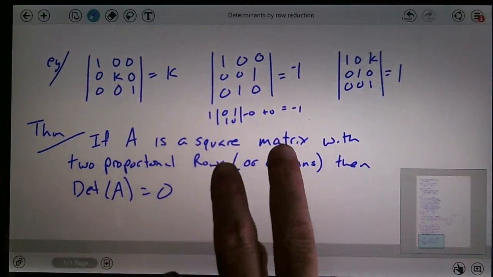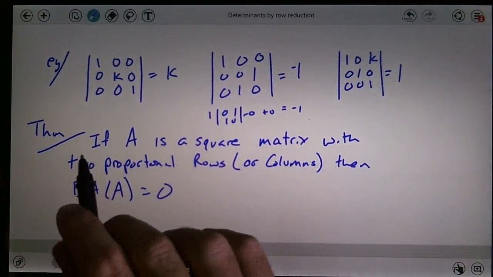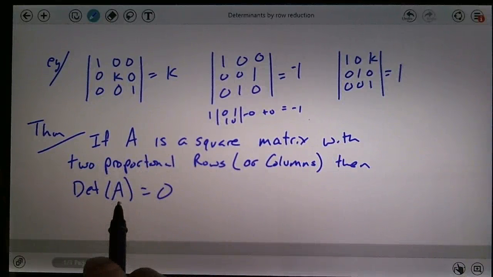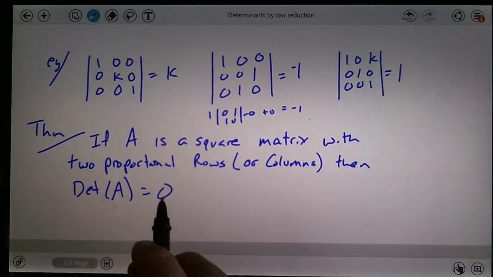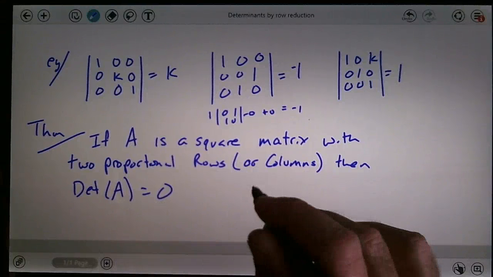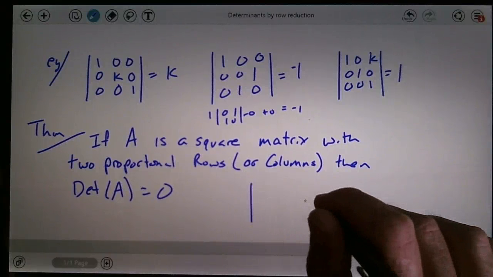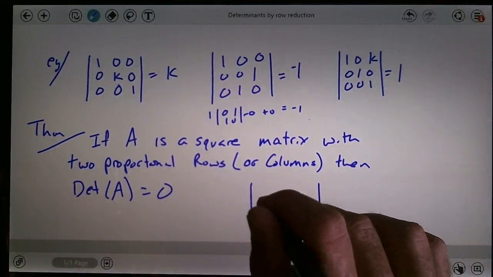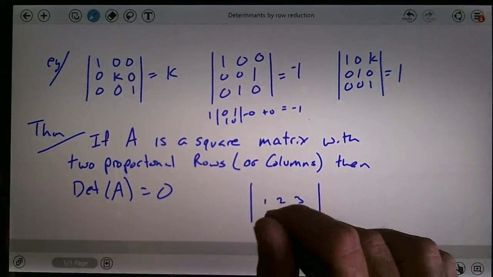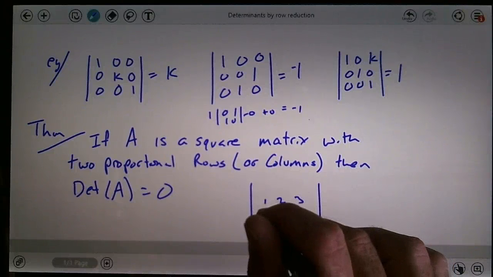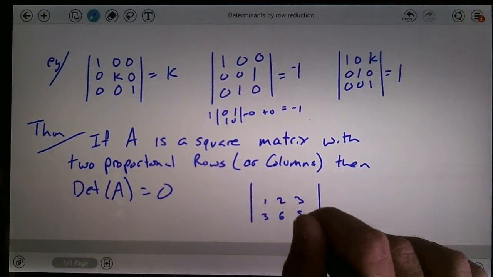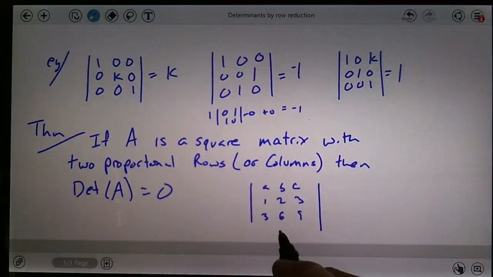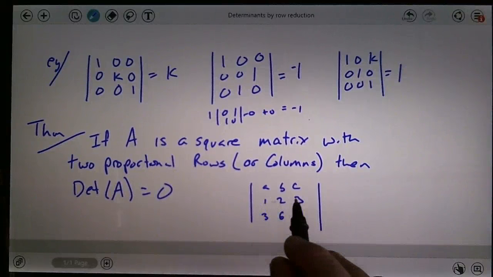And lastly, for this video, just a quick theorem here. If A is a square matrix with two proportional rows or columns, then the determinant has to be equal to 0. This can be seen because if you've got two rows that are proportional to one another, so say you've got a row like 1, 2, 3, and somewhere else down here you've got 3, 6, 9, and then who knows what up here. A, B, C, doesn't make any difference. The thing is, this is a constant multiple of that one.